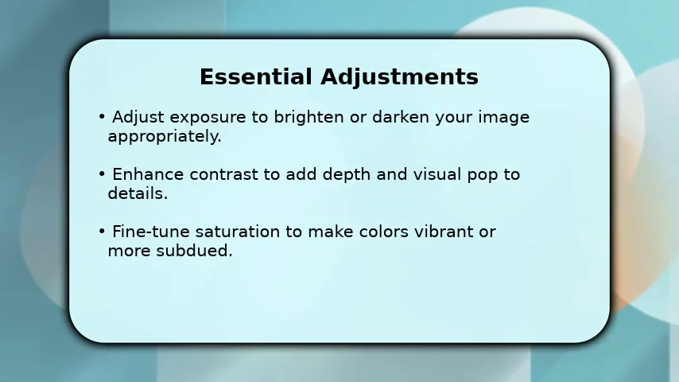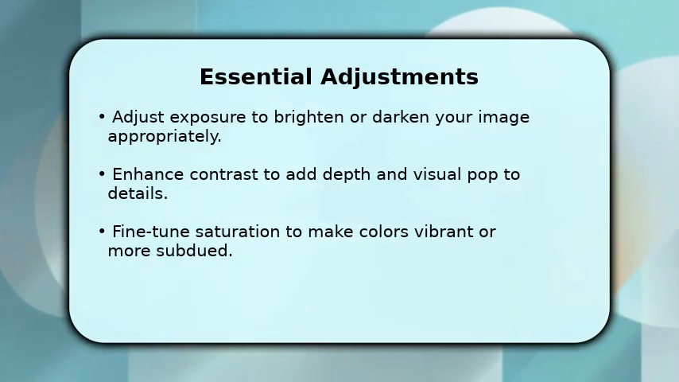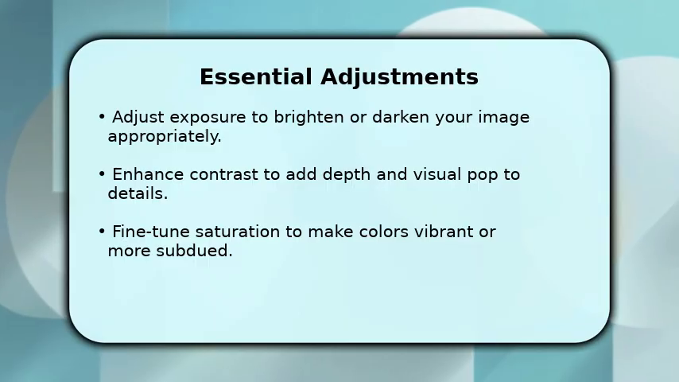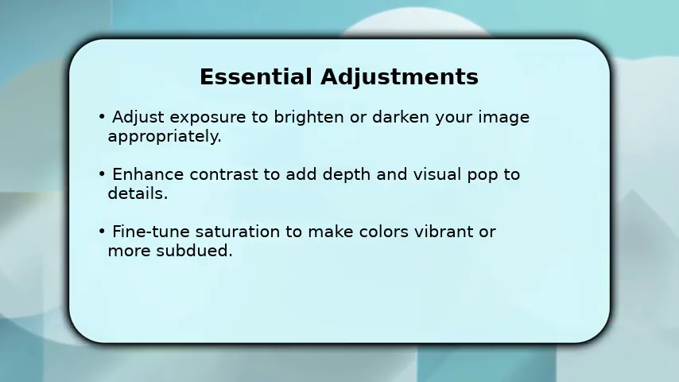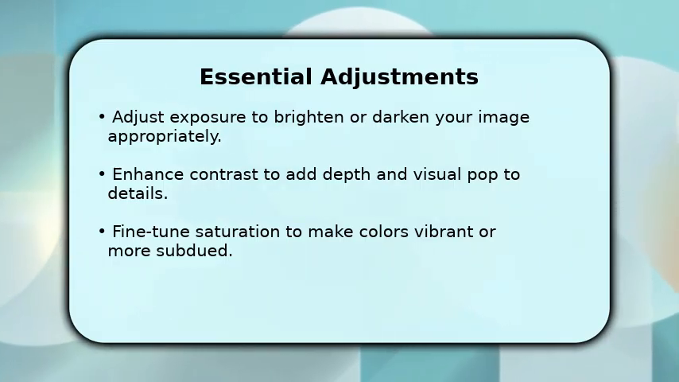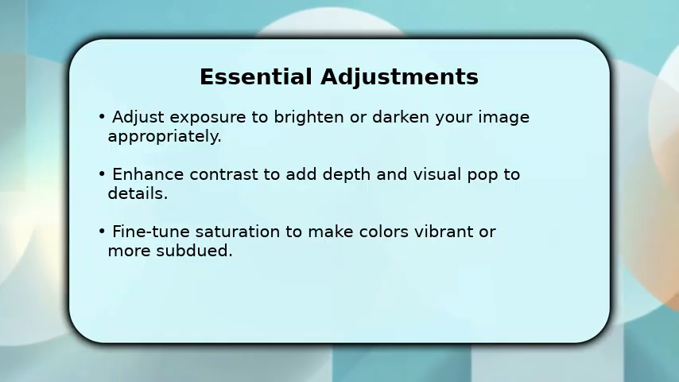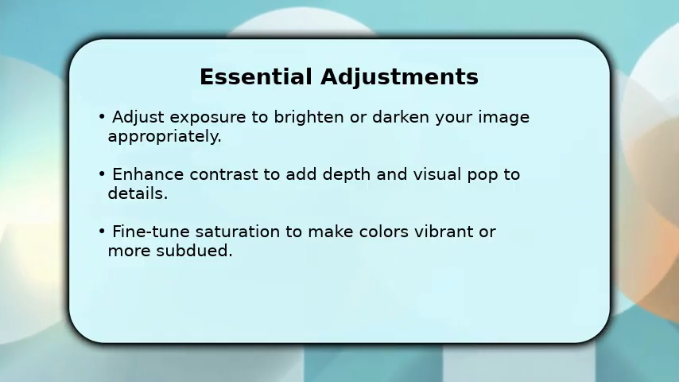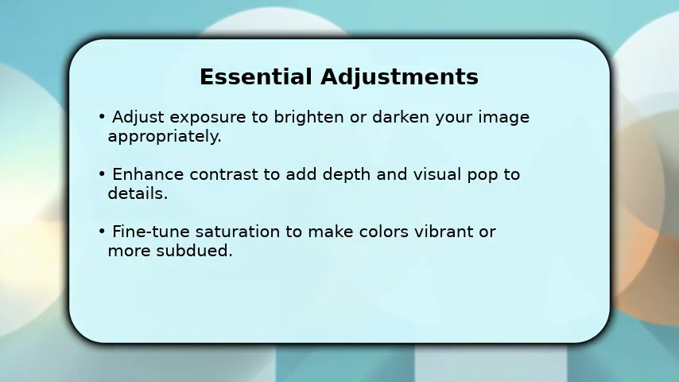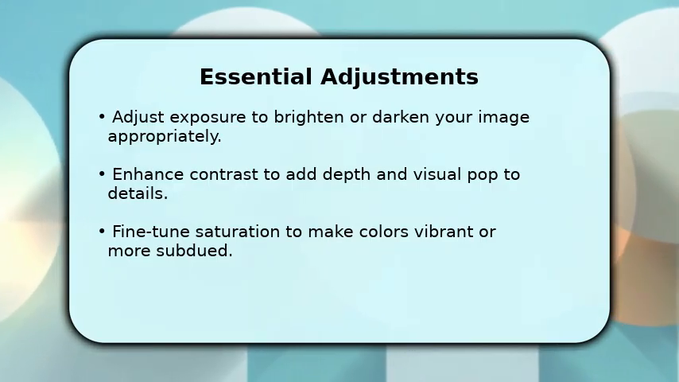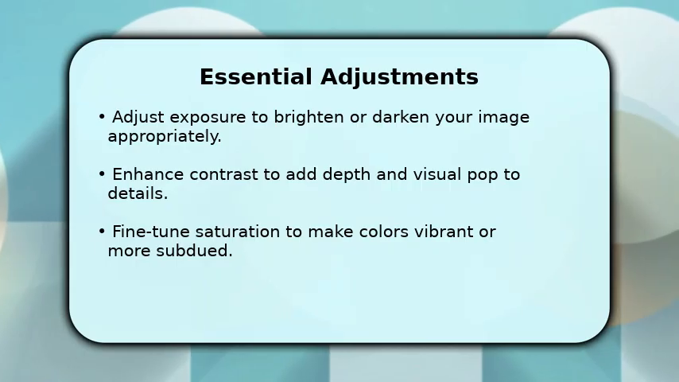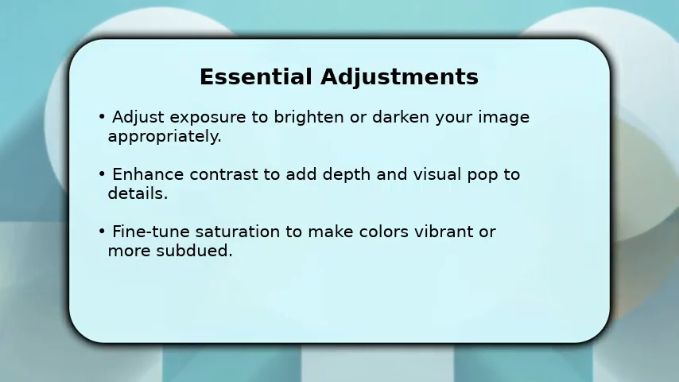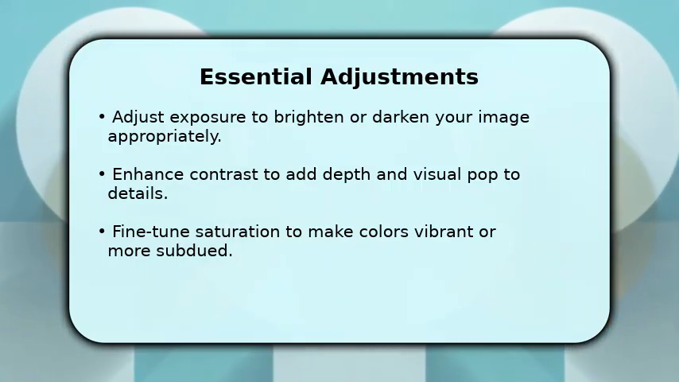Let's start with the core adjustments. Exposure controls the overall brightness. Aim for a balanced look, avoiding overly dark or blown-out areas. Contrast helps define edges and textures, often making an image feel more dynamic. A slight increase, perhaps by 10 to 20%, can be very effective. Saturation adjusts color intensity. A subtle boost can make colors pop, but be careful not to overdo it, as this can make photos look unnatural. Aim for a natural, pleasing appearance.